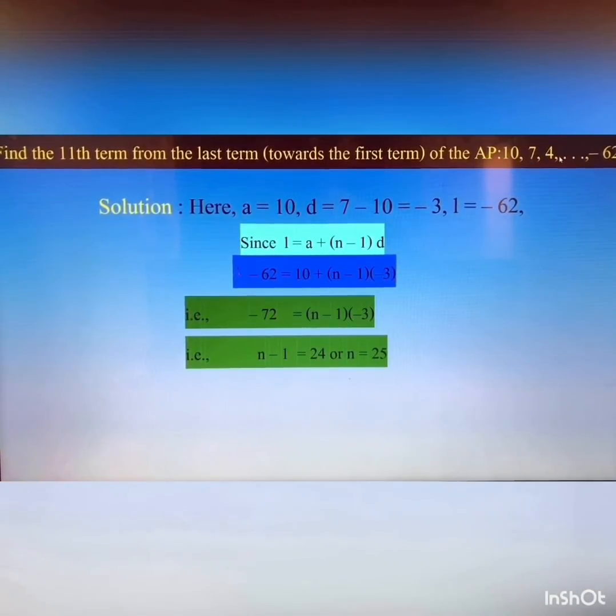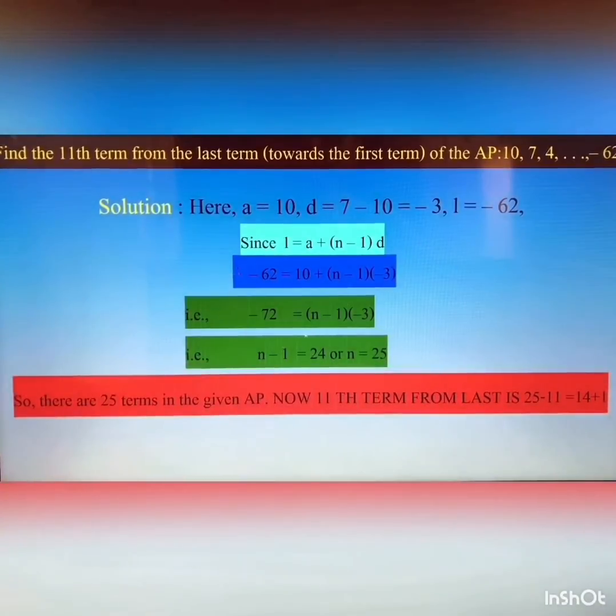Now our requirement is to find the 11th term from the last. The 11th term from the last means 25 minus 11. We will subtract this 11 from the total number of terms. So we will get 14, and plus 1, that is the 15th term is the 11th term from the last.